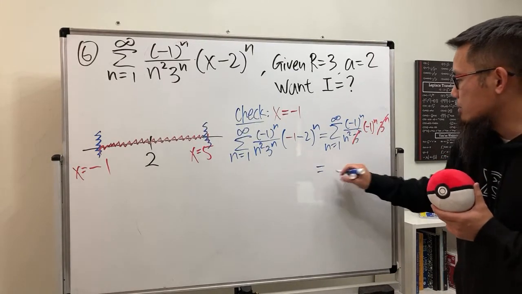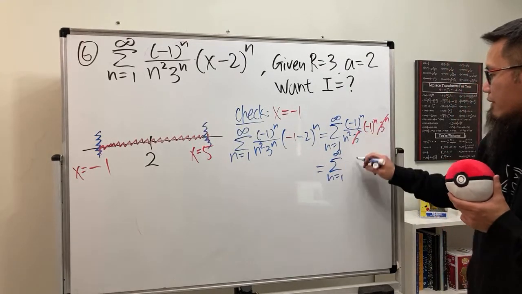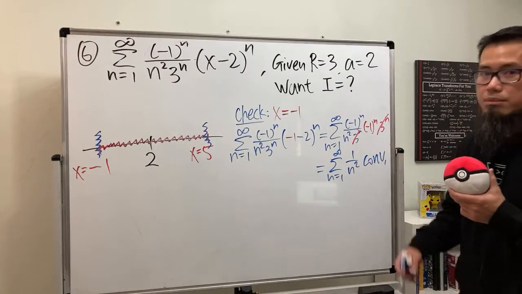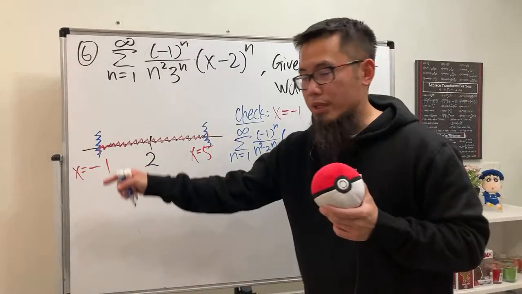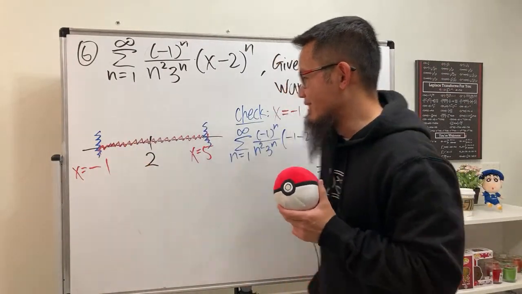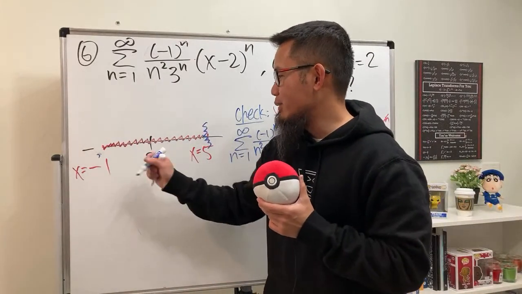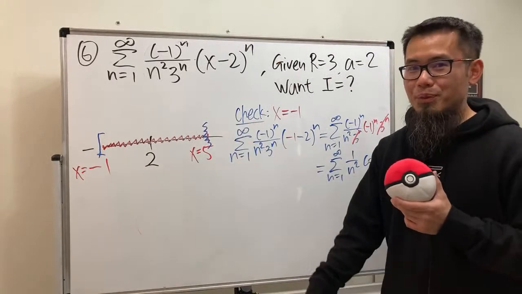So this right here is actually just a series as n goes from 1 to infinity, and then we have 1 over n squared, which clearly converges by the p-series. So in fact, I will come back here, erase that, and then use the bracket. Okay? So now we know about -1.